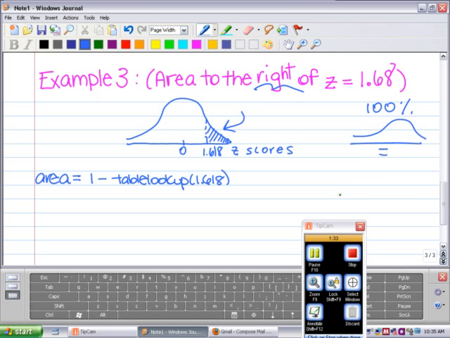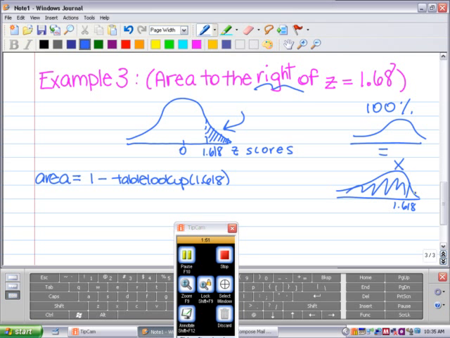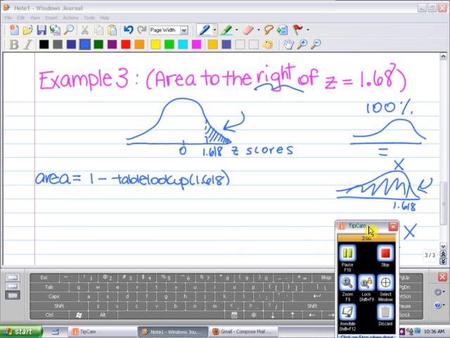Because our table looks up from the left, it's going to tell us this piece. So actually the unshaded region is what the book is going to tell us, but that's not what we want. Okay, so whatever we have here, we'll call it x. In order to find what's missing, it would be 100% minus x. And since the book tells us not as a percent, we use our regular numbers, so 100% is the same as 1.